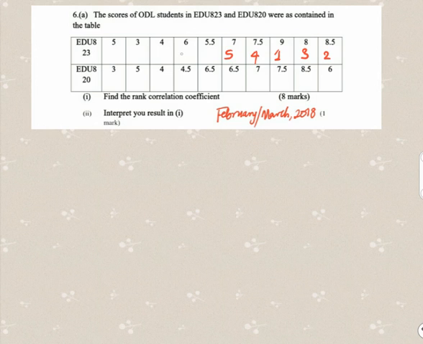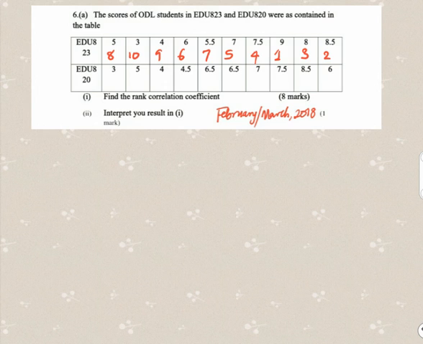Then 6 will take sixth position. 5.5 would take seventh position. Then 5 would take 8th position. 4 would take 9th position, and 3 10th position. So 10th position will be assigned to the least score.